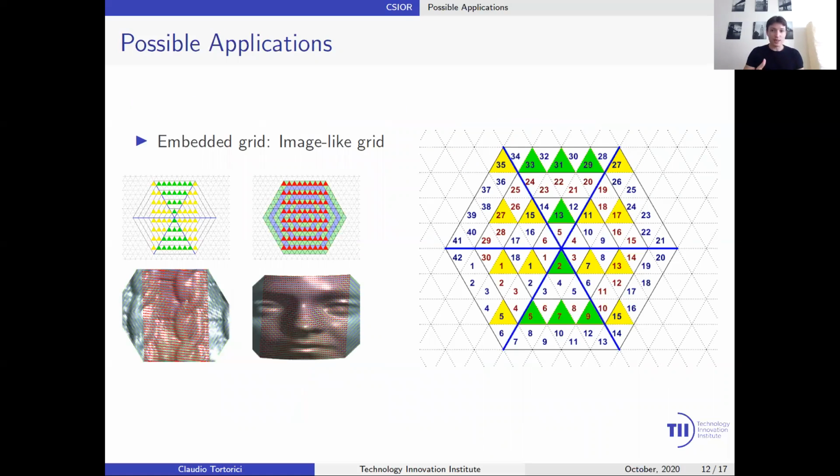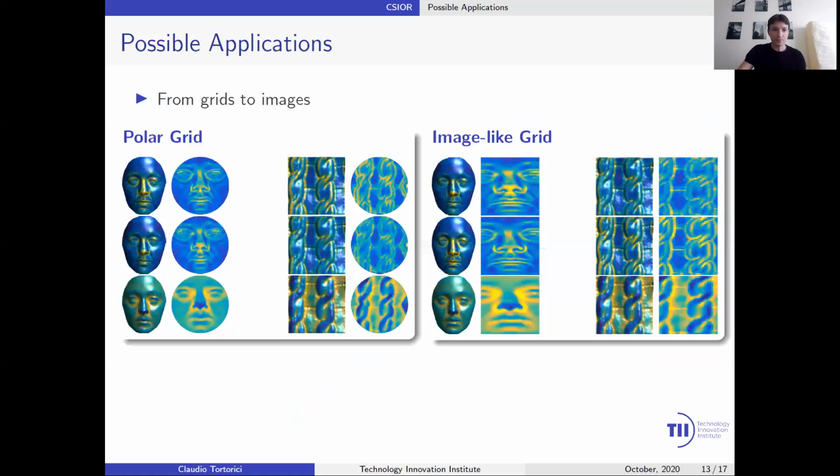Also, we noticed that the order at each ring follows a certain scheme, and using this scheme, we are able to detect an image-like grid that can be used to export the information from the 3D space to the 2D. And this is what this slide is about.